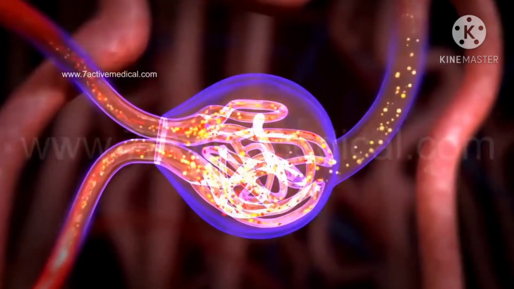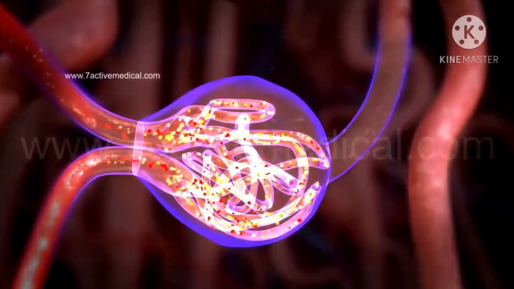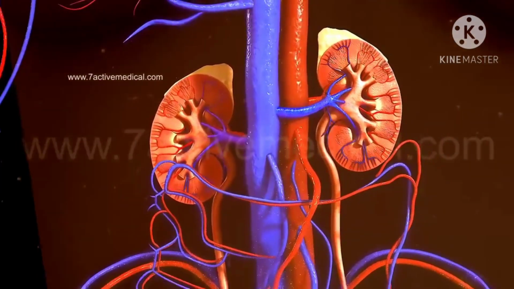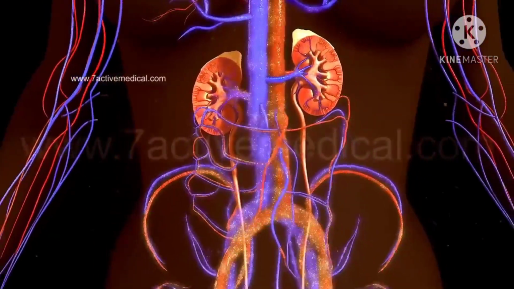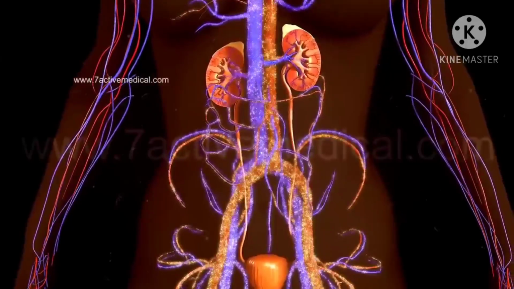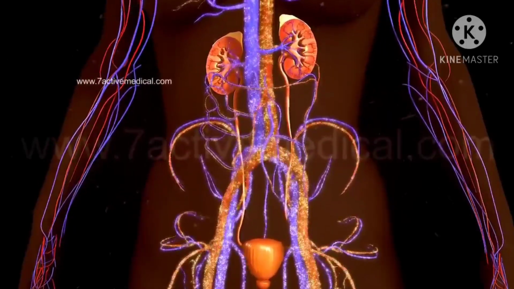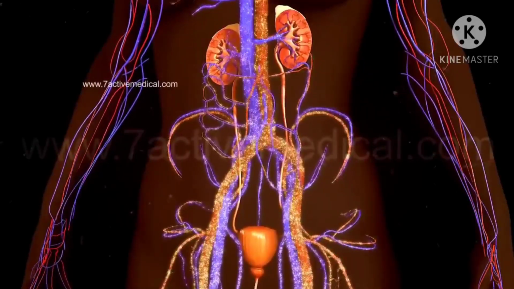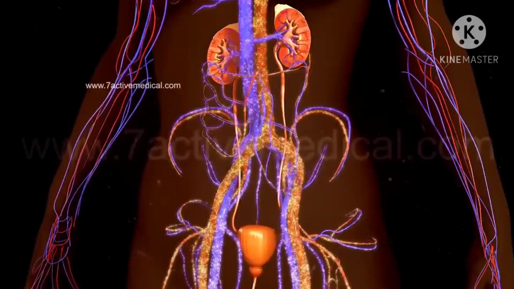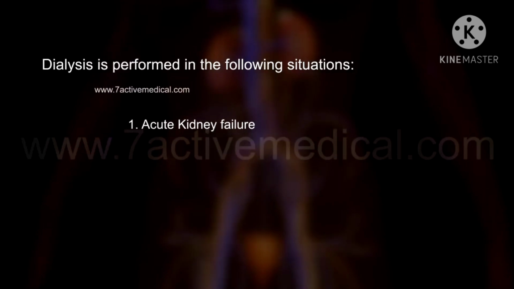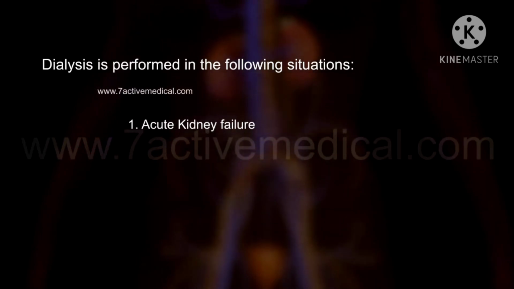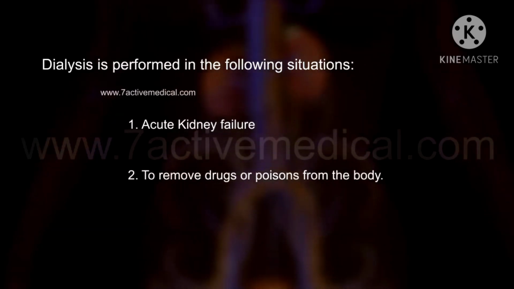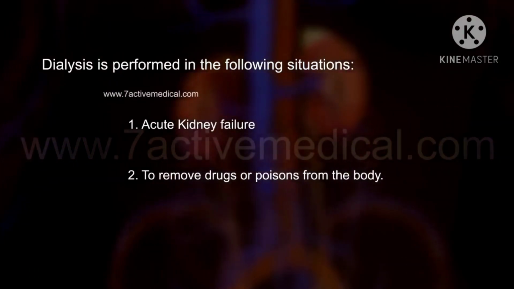In the case of kidney disease, the loss of kidney function results in the increased accumulation of excess waste, toxins, or fluid in the body, thereby causing other complications such as hypertension, heart failure, pulmonary edema, metabolic acidosis, and hyperkalemia. Dialysis is performed in the following situations: 1. Acute kidney failure, or 2. To remove drugs or poisons from the body.